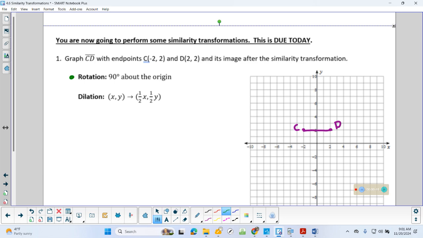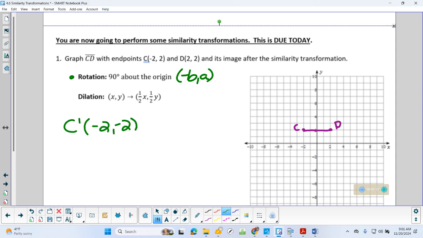Now, you might need your formula sheet for this. I've got it on here. So 90 degrees, remember your rotation formula is (-b, a). I'm just going to jot it down. So I'm going to make the coordinates for that. So C prime. Remember, you have to switch the order and change the sign on the second coordinate. So I'm going to have (-2, -2).